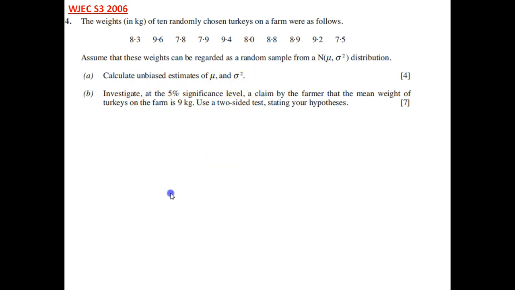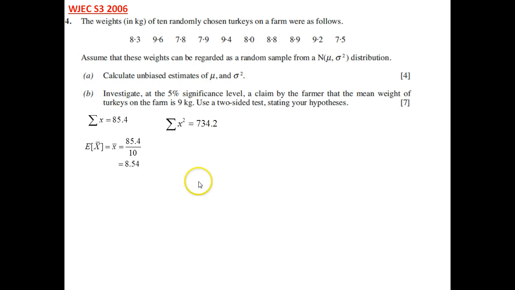We'll do that first. So, the sum of x is 85.4. The sum of x squared we're going to need for the estimate of sigma squared is 734.3, squaring each one and adding them up. Therefore, the expected value of the mean is the mean of the sample, which is 8.54.